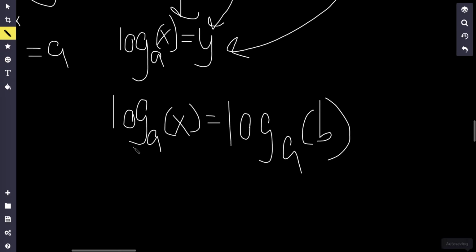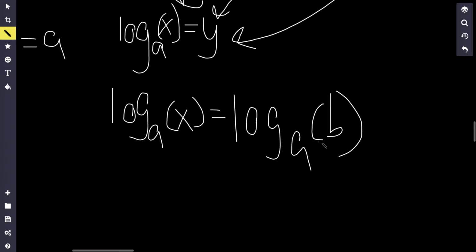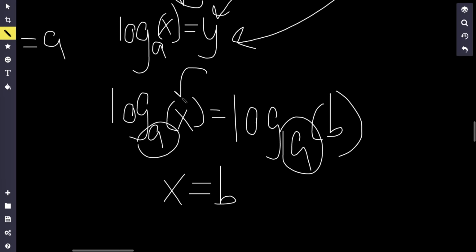And now what do you notice? Well, in order for these two equations to be true, x has to be equal to b. If these two logarithms have the same base and they're equal to each other, well, the things inside the parentheses must also be equal to each other.